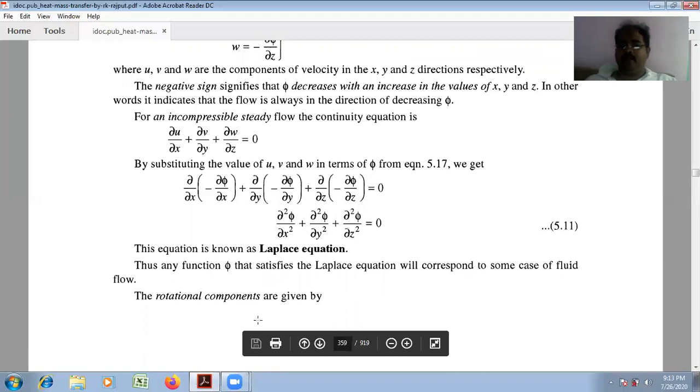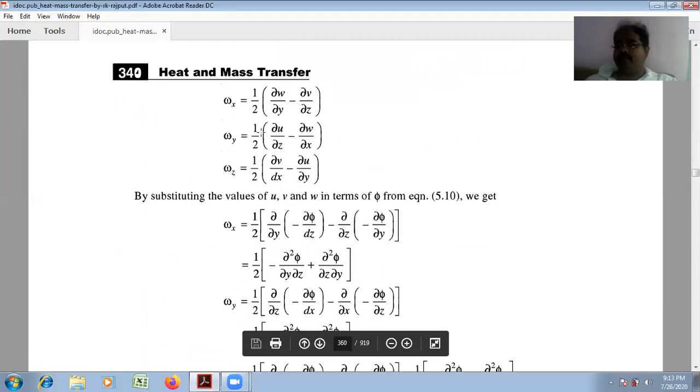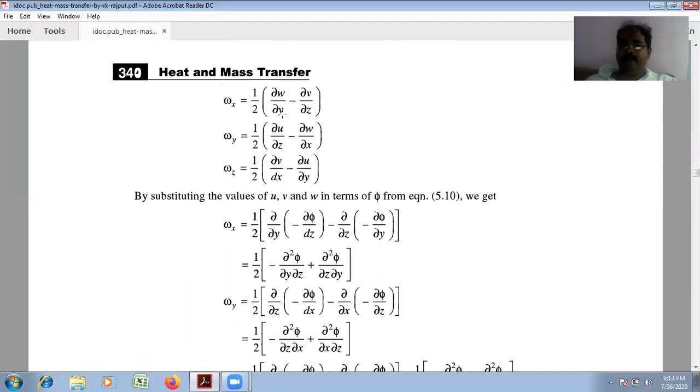And the rotational components, omega x, omega y, and omega z, are given by omega x is equal to 1 by 2 of del w upon del y minus del v upon del z, and omega y is equal to 1 by 2 of del u upon del z minus del w upon del x, and omega z is equal to 1 by 2 of del v upon del x minus del u upon del y.